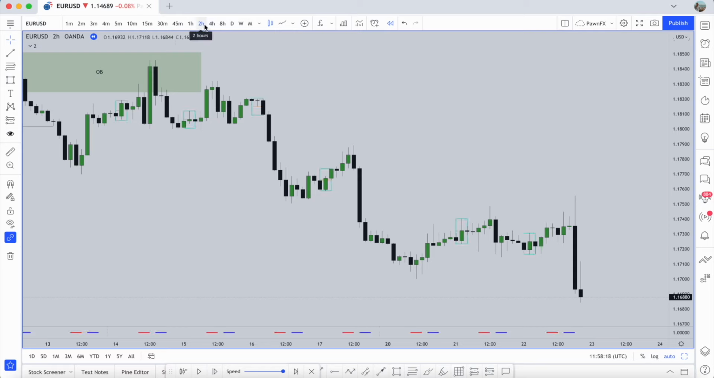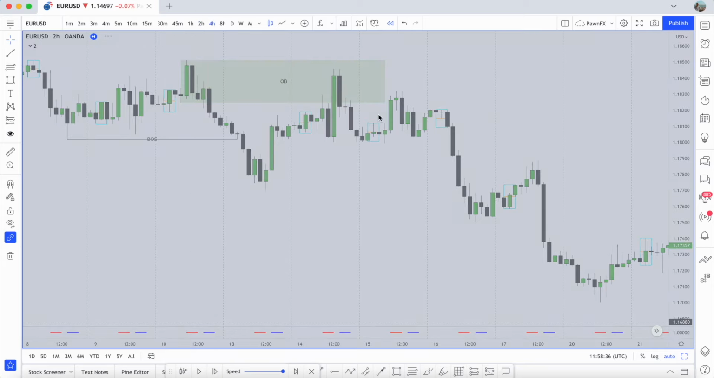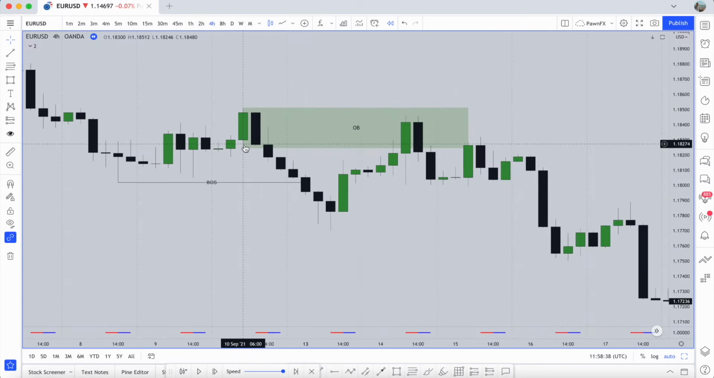So I use the 4 hour, the 2 hour, the 1 hour, the 45 minute, the 30 minute, the 15 minute, 10 minute, 5 minute, the 1 minute, and so on and so forth, okay? So this is a 4 hour order block. Inside of here, we can see that this push to the upside on the 2 hour time frame is relatively the same as the 4 hour order block, okay? So we can't really do too much on this time frame, okay?